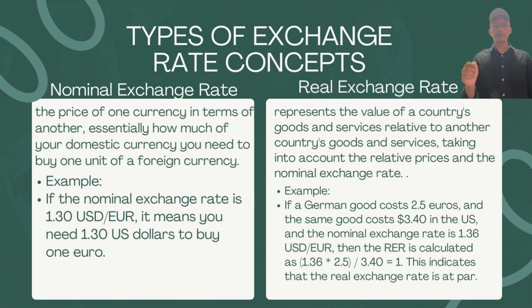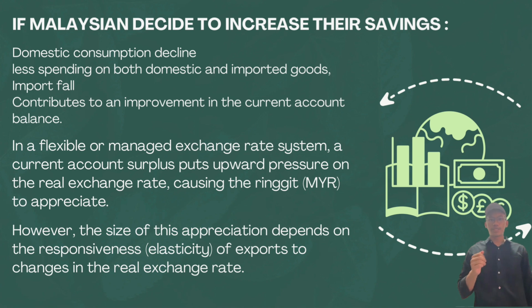If the nominal exchange rate is 1.36 US dollar per euro, we calculate the real exchange rate like this. 1.36 times 2.5 divided by 3.4 equals 1. This means the real exchange rate is at par or equal. It tells us that the price of the goods is the same in both countries when we adjust for exchange rate and prices. So now, let's return to the main question.